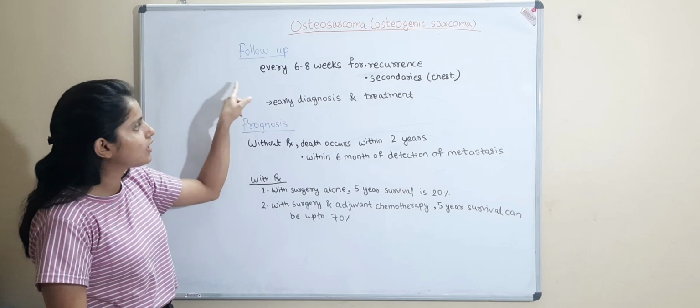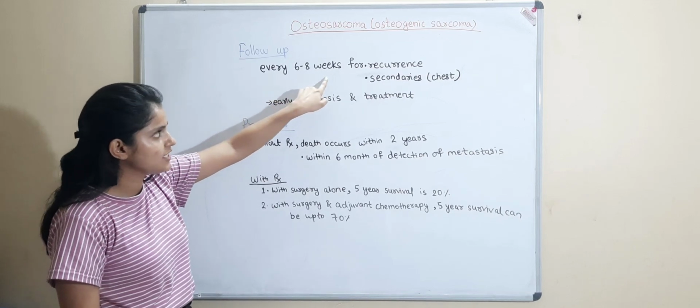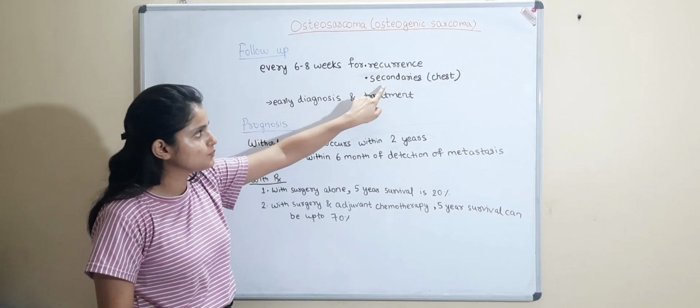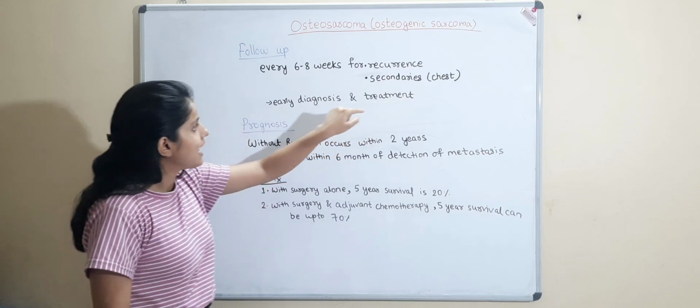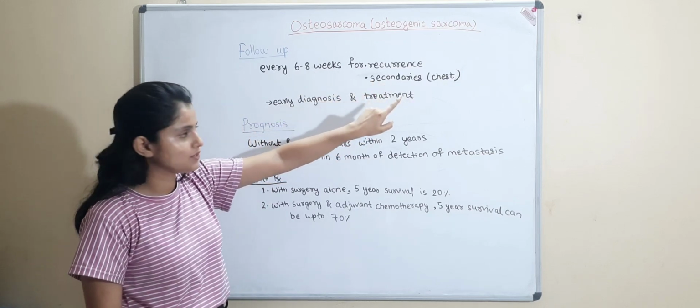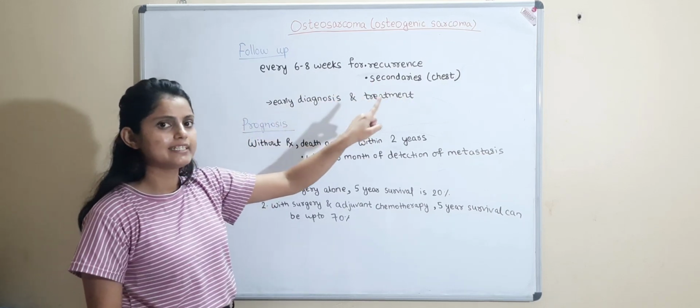The patient should follow up every 6 to 8 weeks for recurrence or secondaries, which are usually in the chest. And if recurrences and secondaries are noticed, then early diagnosis and treatment can be done.